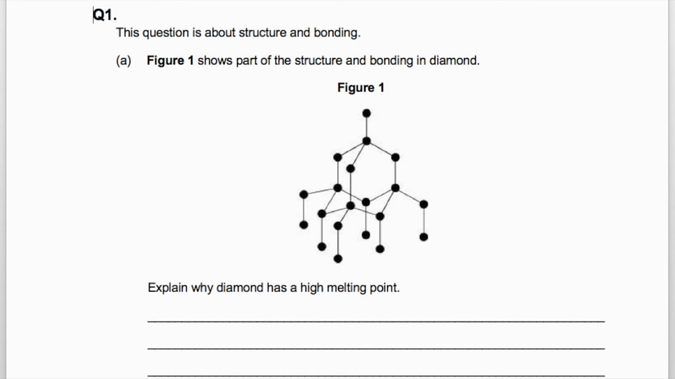This question is about structure and bonding. Figure 1 shows part of the structure and bonding in diamond. Explain why diamond has a high melting point. Pause the video for 3 minutes and an example answer will follow from me.